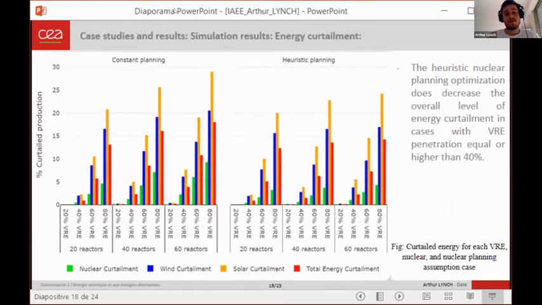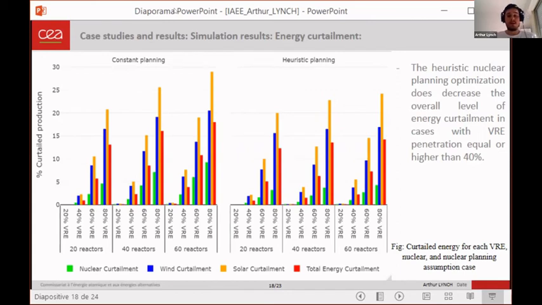The third set of results that we had in this paper is linked to energy curtailment. We think that it is one of the most crucial results of the paper, and it is the fact that in cases when variable renewable penetration is equal or higher than 40% of the total electric demand, nuclear planning optimization does decrease the total energy curtailment level of the electric system. Not only does it decrease the total energy curtailment level of the system, but also each technology's curtailment level.